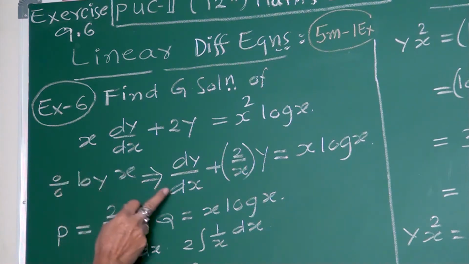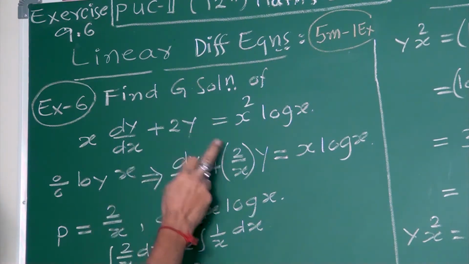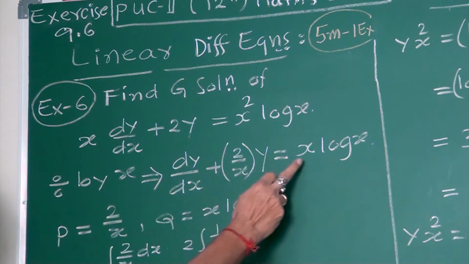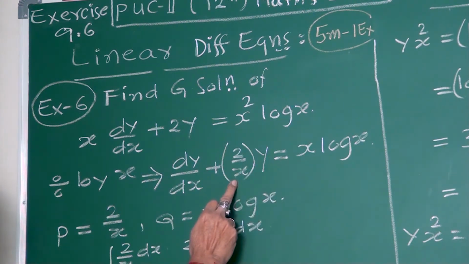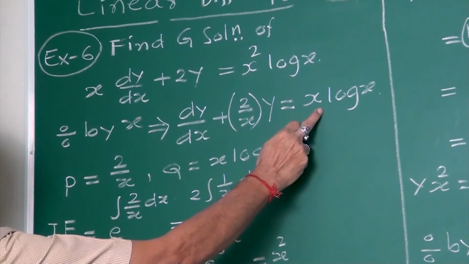X cancels with x, gives dy by dx plus 2 by x into y. On the right, one x cancels, it is x square upon x, so x is left: x log x. Then this is p and this is q. P is 2 by x. Q is x log x.